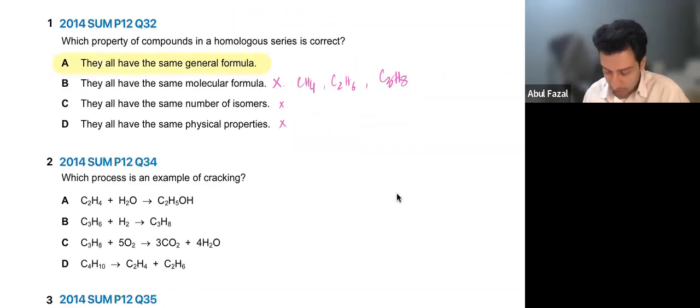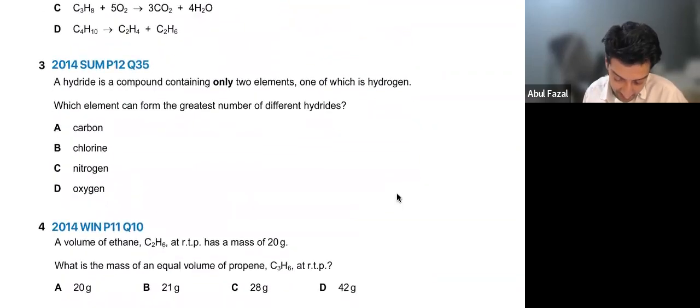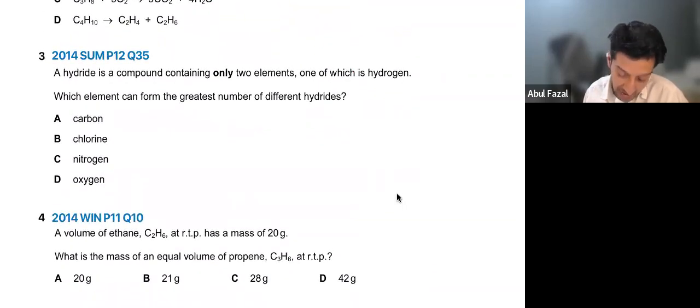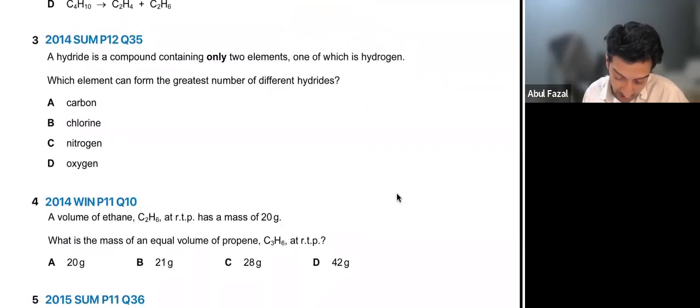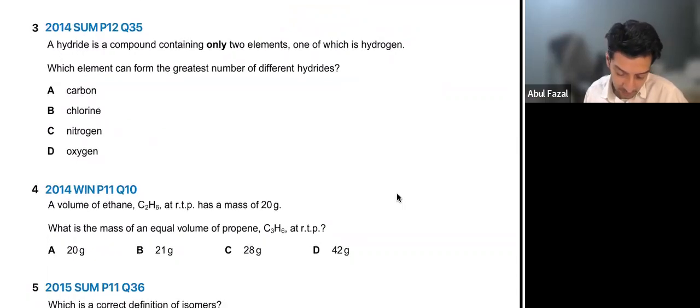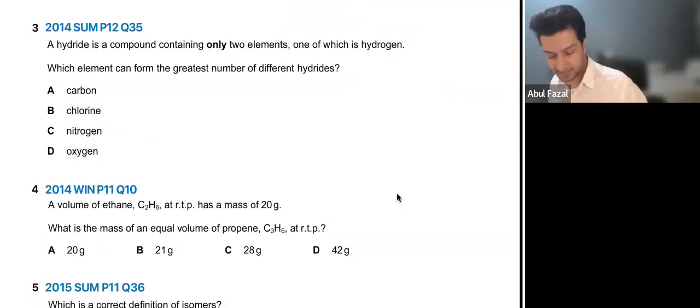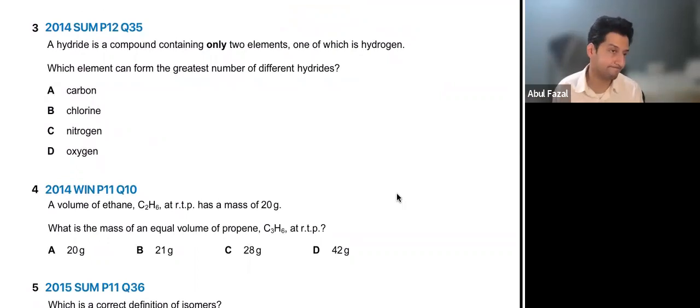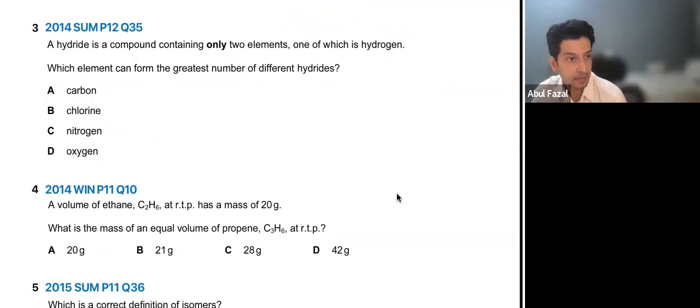Okay. Which process is an example of cracking? We haven't done cracking, so let's skip this. But people who can do it. A hydride is a compound containing only 2 elements, one of which is hydrogen. Pretty simple question. Which element forms the greatest number of different hydrides? Question 2, D. We're skipping 2. I don't like cracking actually.